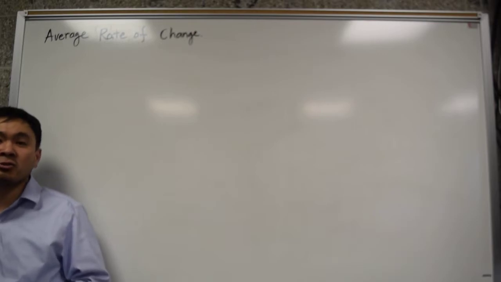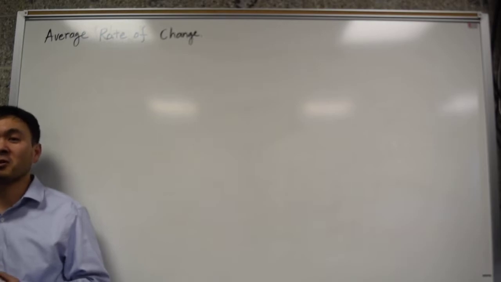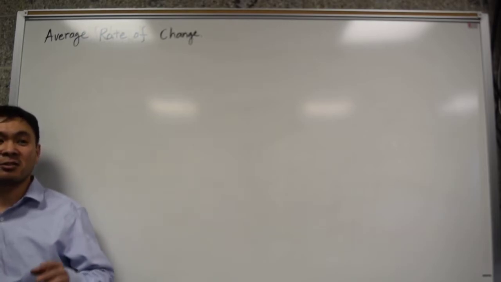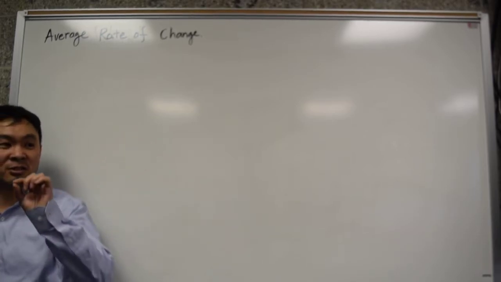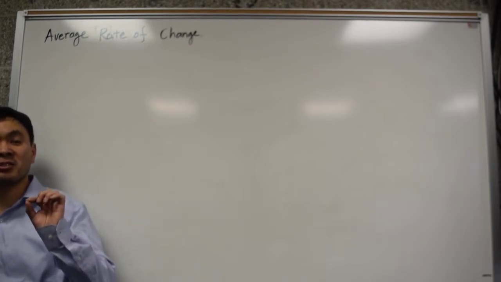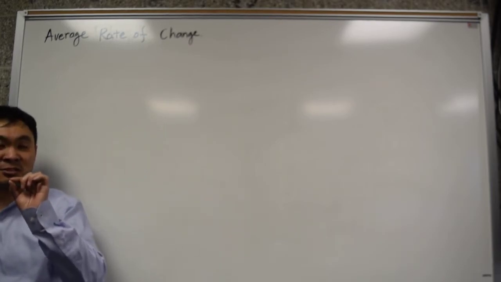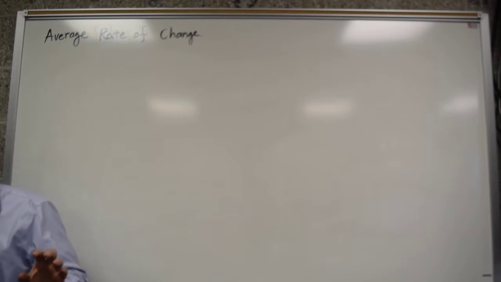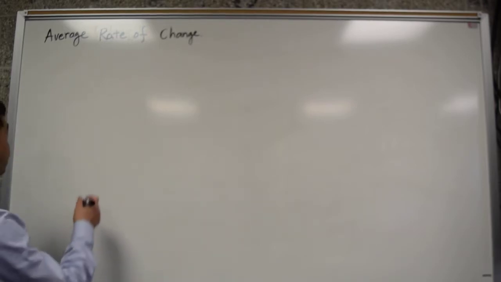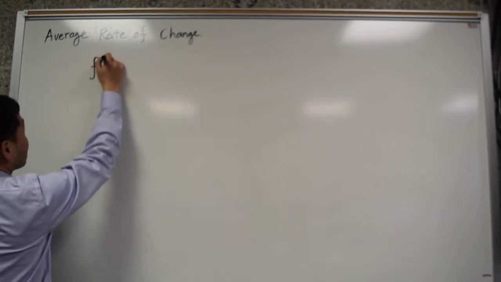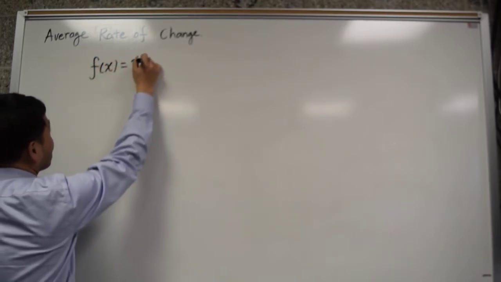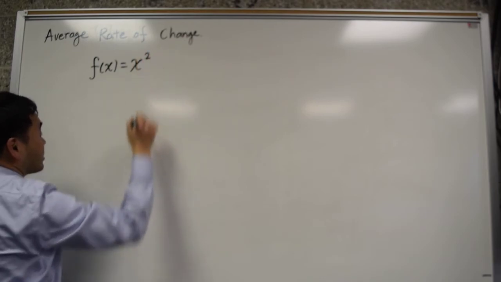When you have a function, what you often really want to know is: is it increasing? Is it decreasing? How fast is it increasing? How fast is it decreasing? These are called average rate of change. Let me give you an example. Start with a simple function: let's say you have f of x equals x squared.